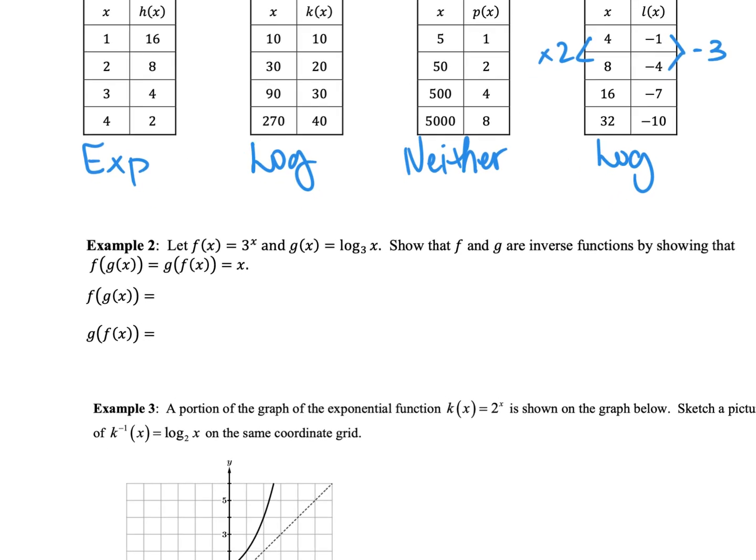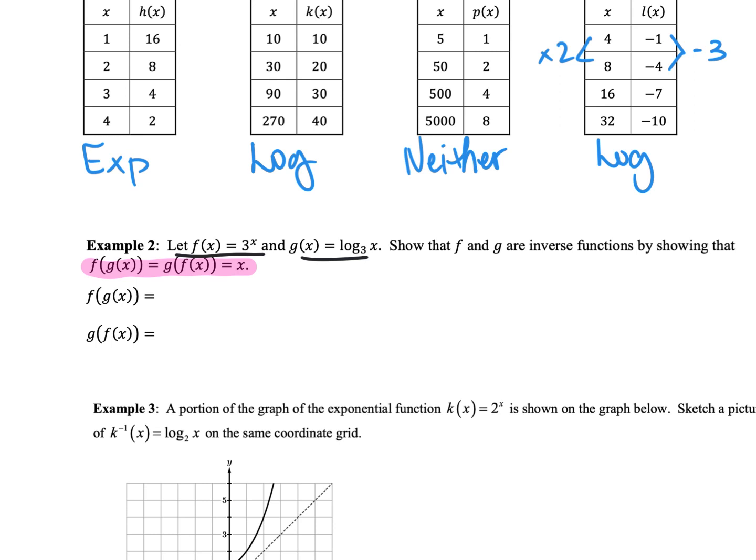One of the things that we said about inverse functions is that their compositions equal x. Okay? And not only do we have to do one, we have to do both. So let's walk through those and see if we can prove that to be true. 3 to the x and log base 3 of x. Okay, so my f function is 3 to the x, my g function is log base 3. We're trying to prove that they are indeed inverses.